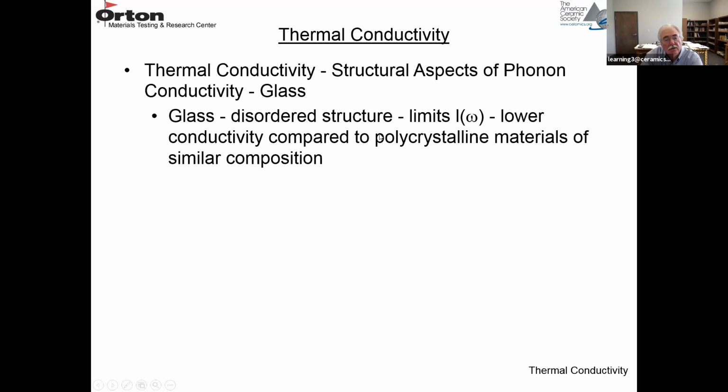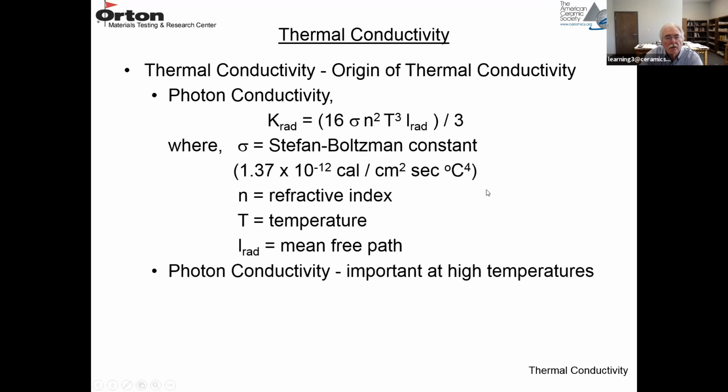Glass, on the other hand, is a distorted structure. It's amorphous. It's not like a polycrystalline material with a definite crystal structure. So it has a lower thermal conductivity compared to a similar crystalline material. So fused silica would have a much lower conductivity than crystalline silica. That's a little bit about phonon conductivity.